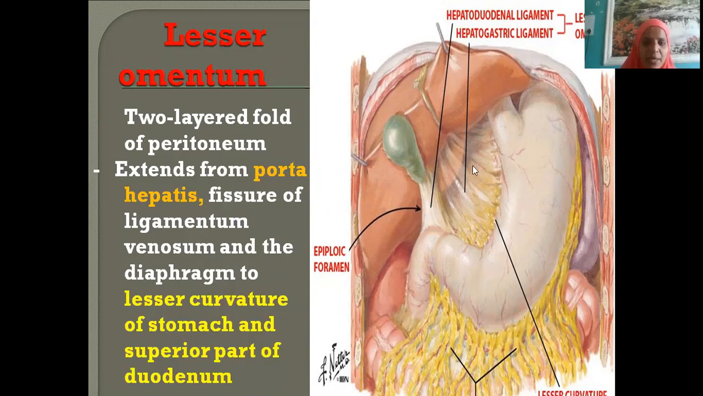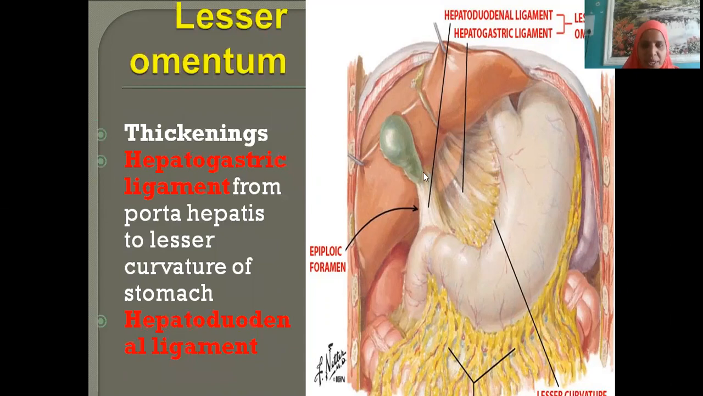So actually, the lesser omentum is extending from the porta hepatis to the lesser curvature of the stomach. From here, it continues its journey till here, that is the first part of the duodenum. It is just extending like this. That is the lesser omentum. So the lesser omentum is now thickened. Can you see? Don't read anything, just see. Is it not thickened?